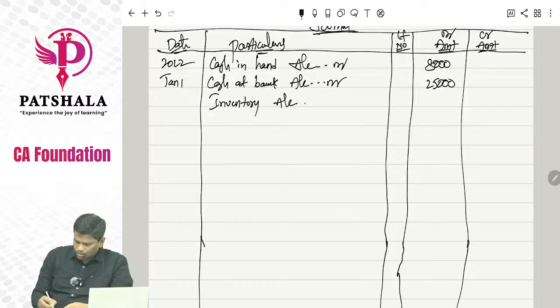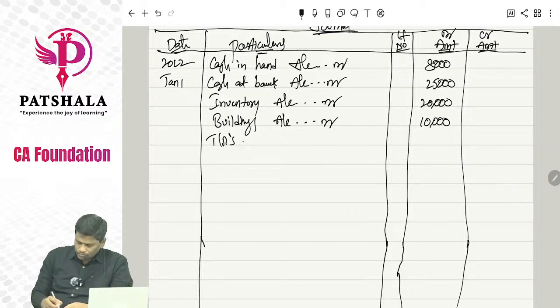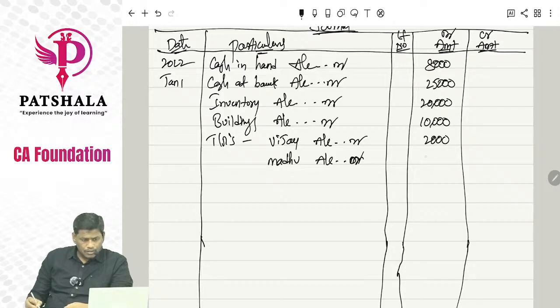Inventory account debtor. 20,000. Buildings account debtor. 10,000. Trade receivables: Vijay account debtor, 2,000. Madhu account debtor, 2,000. These are the debits that we have.